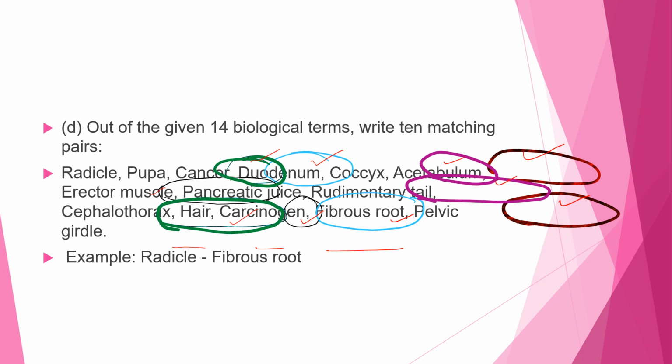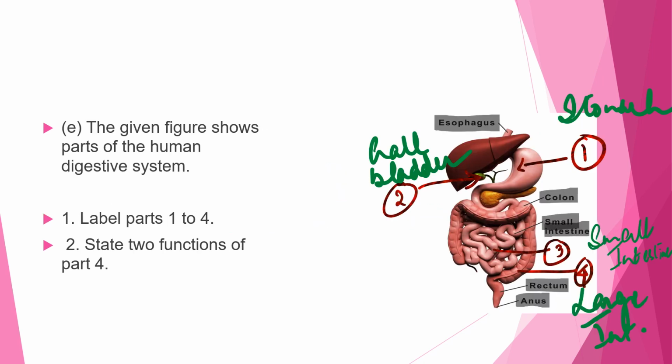Okay. So the next one is a picture question. The given picture shows the parts of the human digestive system. Label them; this is very easy. The first one is stomach, this is gallbladder, this is small intestine, and the fourth one is large intestine. You have to state any two functions of the large intestine. This you all know, and please do write it properly.